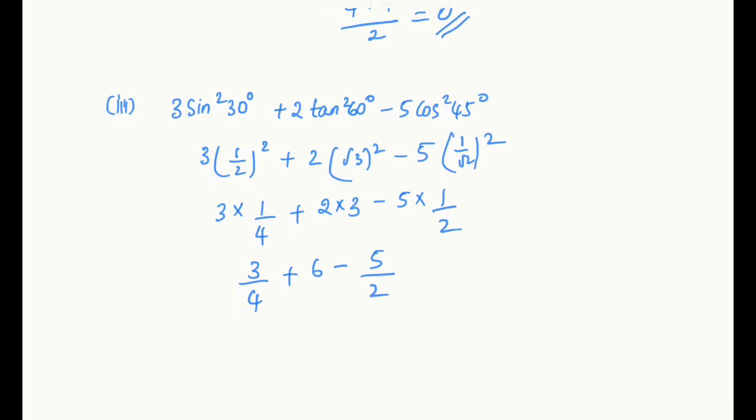So how do you solve this now? 3 plus 4 into 6 is 24, minus 5 by 2, so multiply with 2 to get 10 by 4. 3 plus 24 is 27, minus 10 is 17 by 4. That is equal to 4 1 by 4.